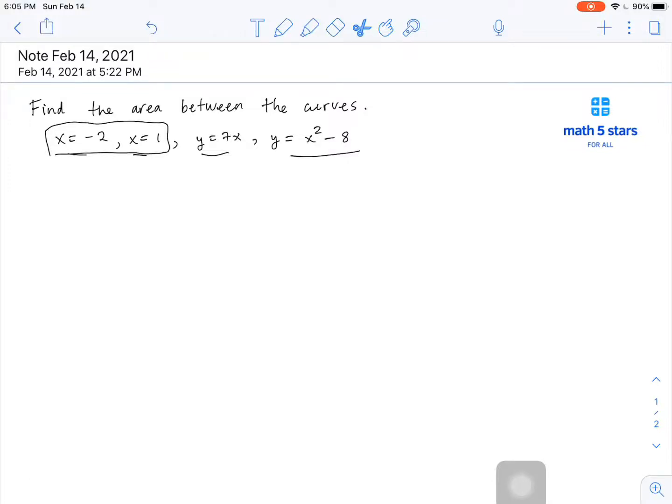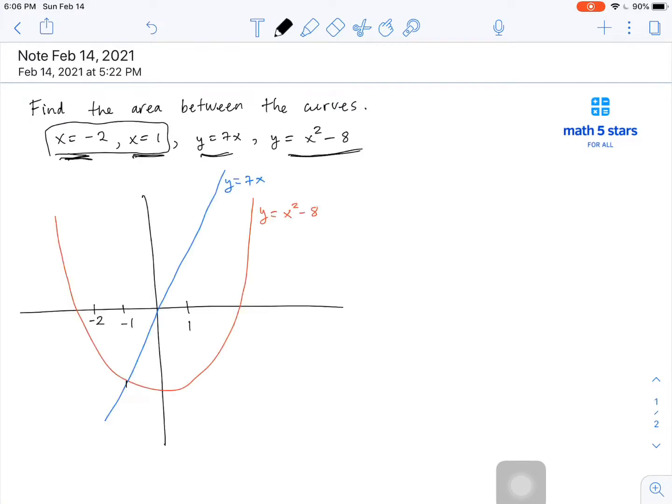Today we are going to talk about how to find the area between two curves. Here we are given two curves, and then we are given the boundaries x equals -2 and x equals 1. So the first thing you want to do is to graph it.